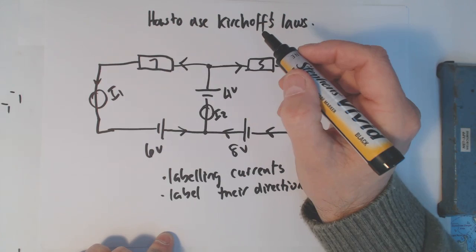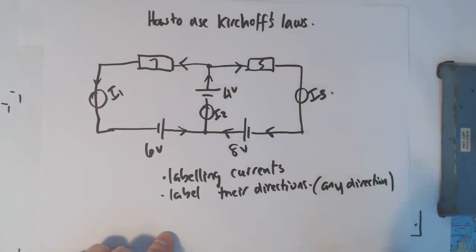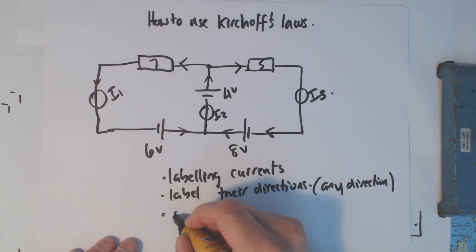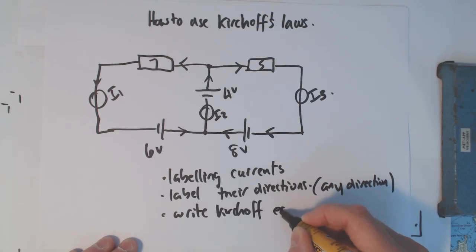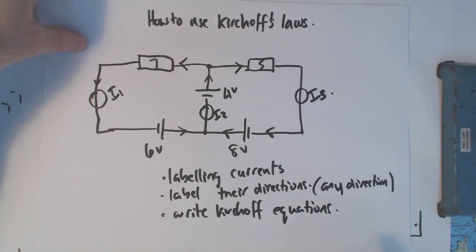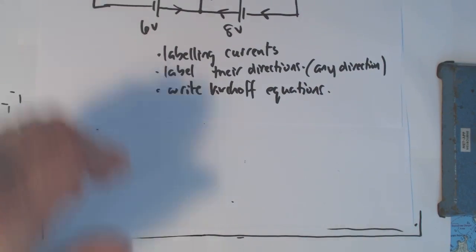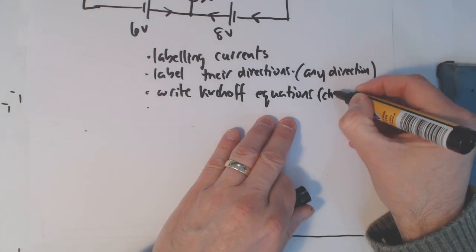And I'm going to say that I4 goes this way. Right? Doesn't matter which way you do them. Doesn't matter whether one's wrong. So now we've got them all labeled. Now what we have to do is write Kirchhoff equations. And the way we do this, let's get another bit of paper here, is we choose a loop. Choose loops.